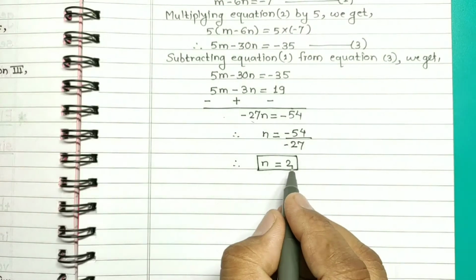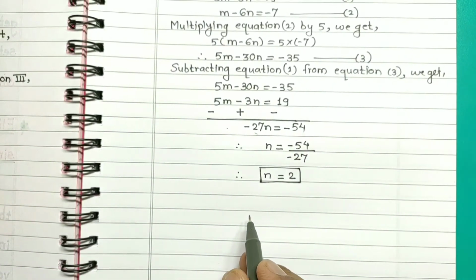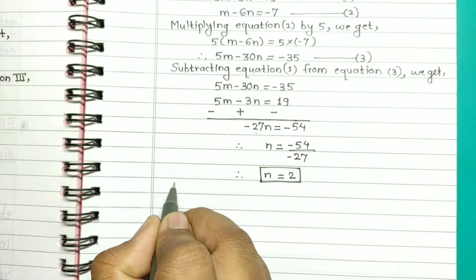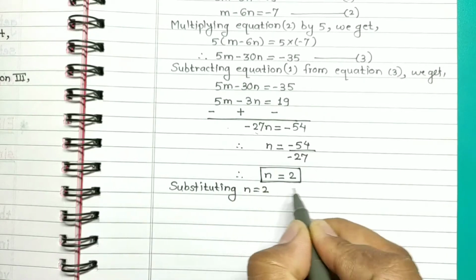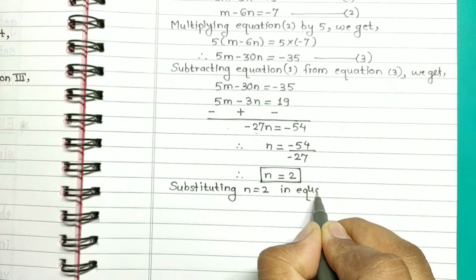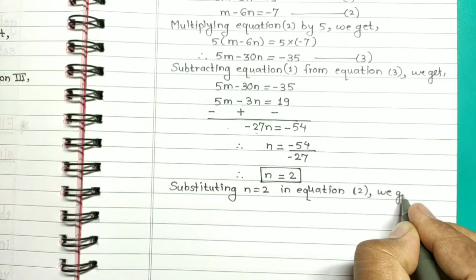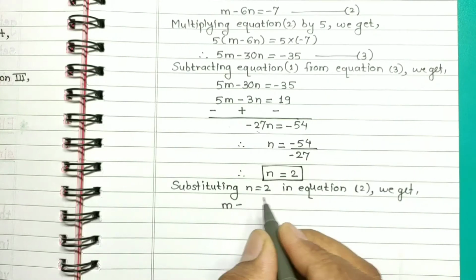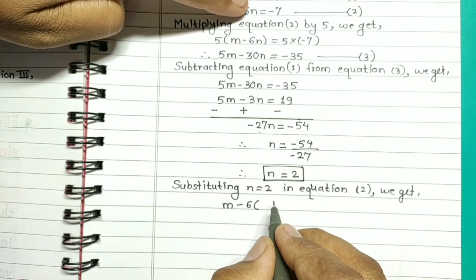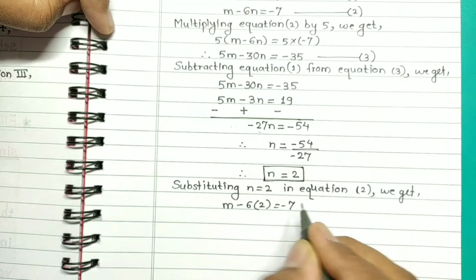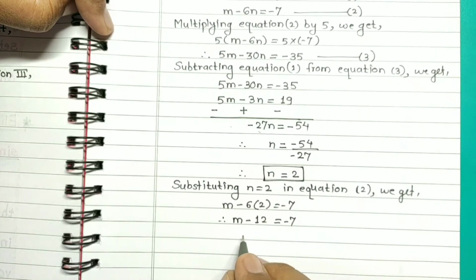Now let's substitute this value in any one of the equations. So I am going to substitute this value in equation 2. Substituting n is equal to 2 in equation 2, we get m, as it is, minus 6n, since this equation is m minus 6n, so minus 6 into, substituting 2 for n, is equal to minus 7, and therefore m minus 12 is equal to minus 7.